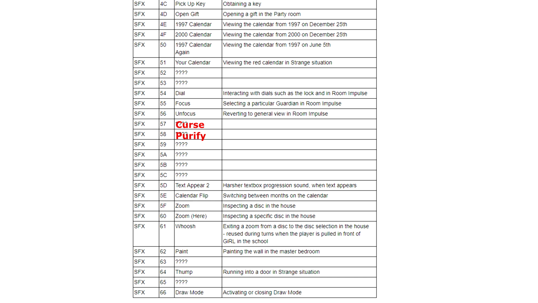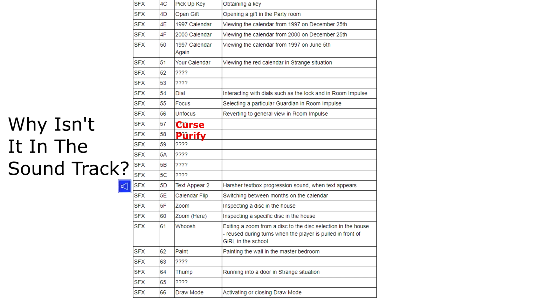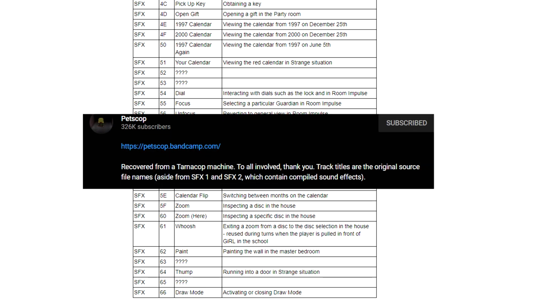Now I know what you might be thinking. If it was text appear 2, why don't we hear it? Why was it omitted? But remember, we don't need to hear the text appear 2 sound because of the description: recovered from a Tarnicot machine.